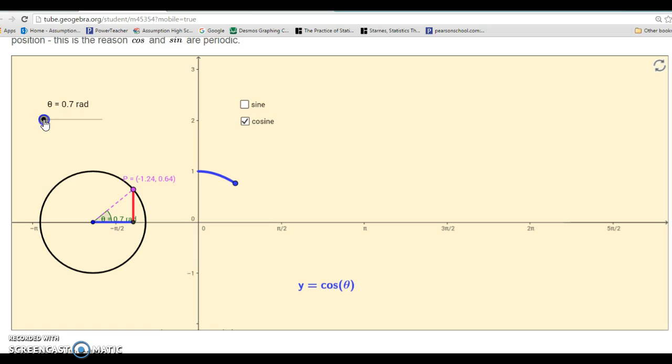So if I just go up a little bit, almost 1 radian or so, I noticed that my cosine, unlike sine, started out high because it started out having a full length of 1. And then as I move along the radians, cosine actually gets smaller as sine gets bigger.